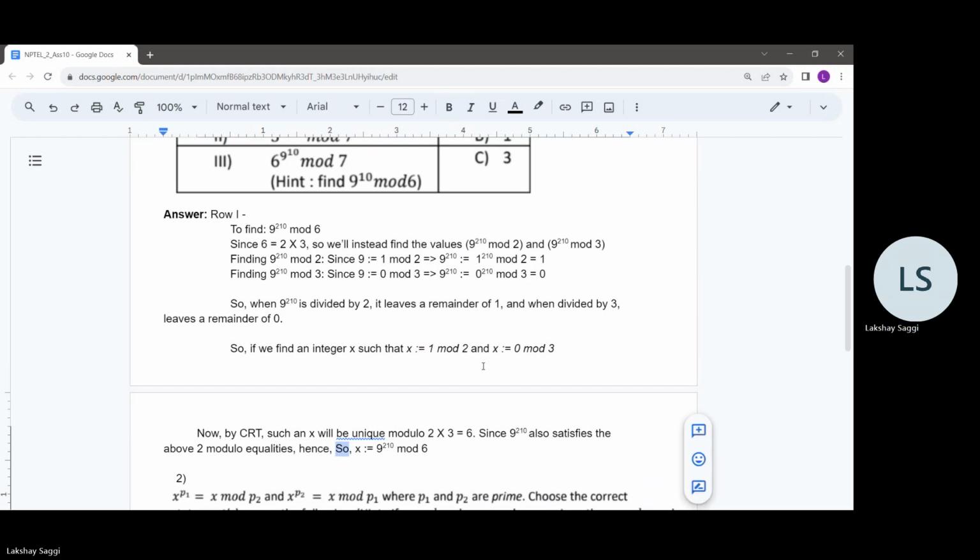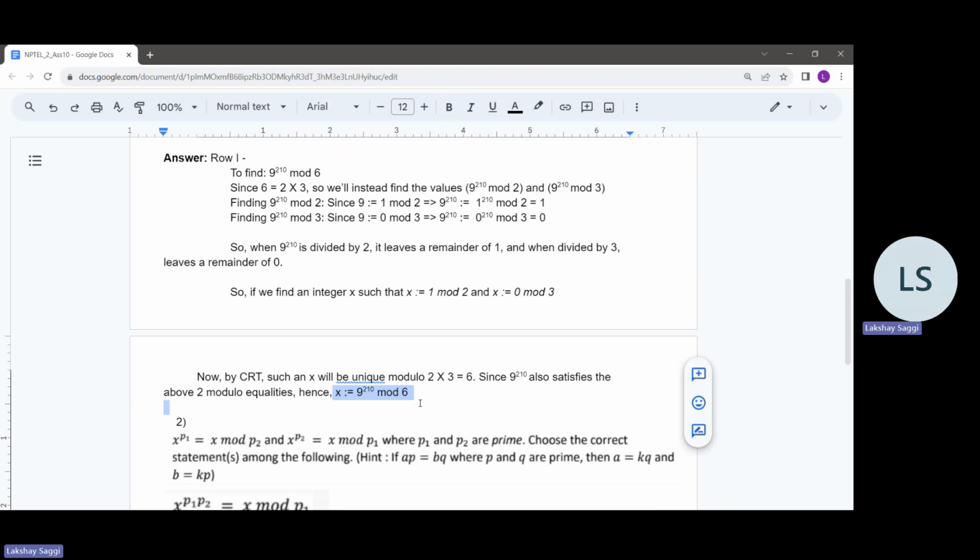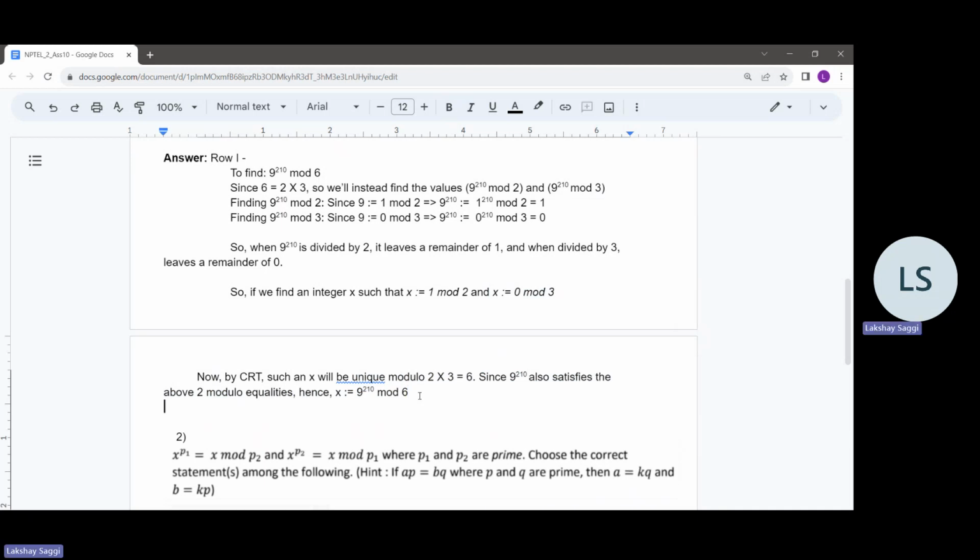Hence, x is actually congruent to 9 raised to the power 210 mod 6. So what I essentially mean to say is that to find 9 raised to the power 210 mod 6, we just need to find an x such that x is congruent to 1 mod 2 and x is congruent to 0 mod 3. If we find this x, then this will actually be the answer to 9 raised to the power 210 mod 6 also.